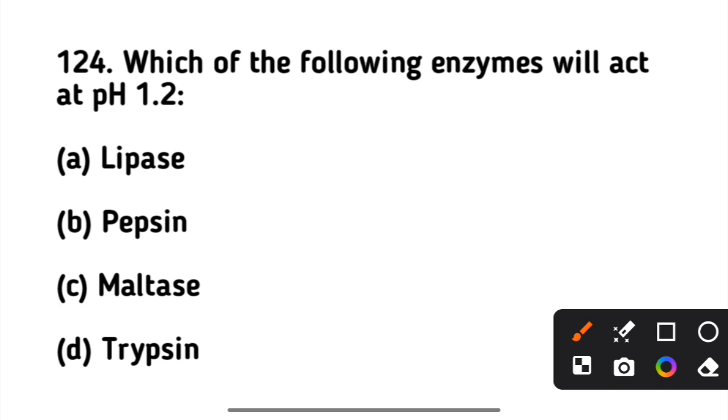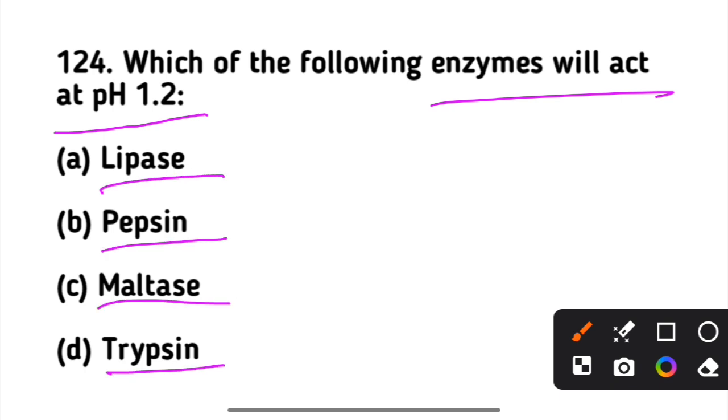Next, which of the following enzymes will act at pH 1.2? Lipase, pepsin, maltase, trypsin. Option A is correct, pepsin.